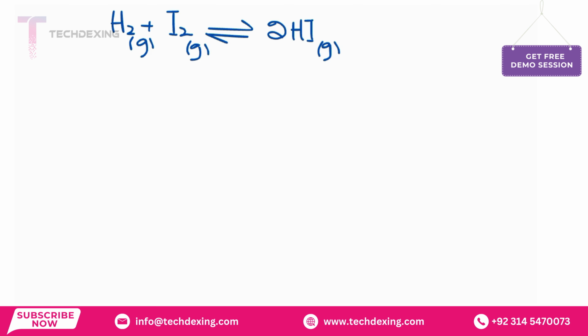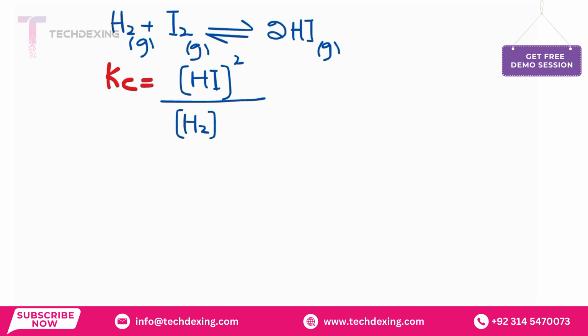Now let me know how I can write the Kc expression for this one. So Kc is equal to what? Kc is equal to bracket HI, close the bracket, then write this 2, squared. Then bracket H2, then another bracket I2. Very good.